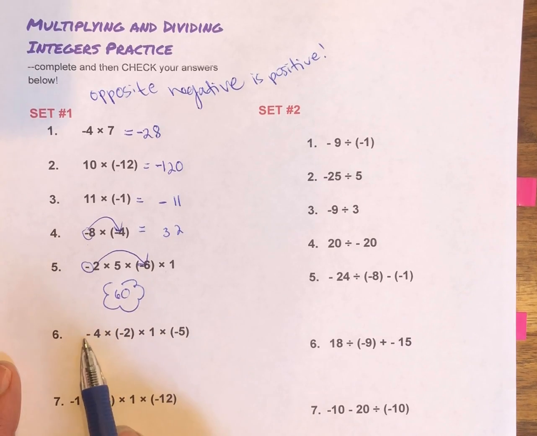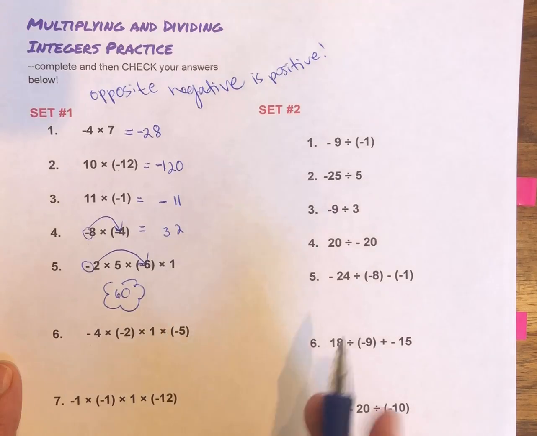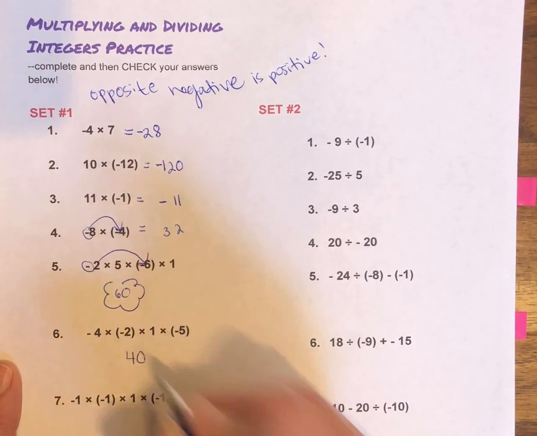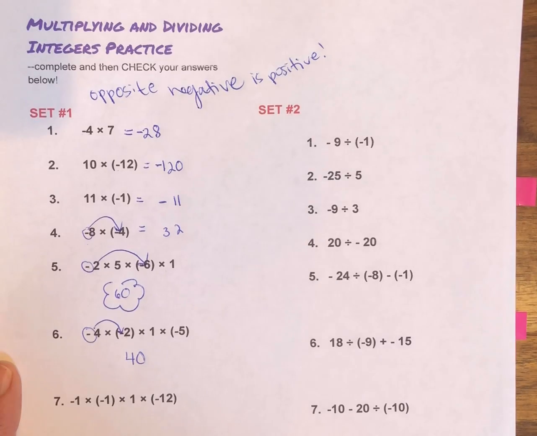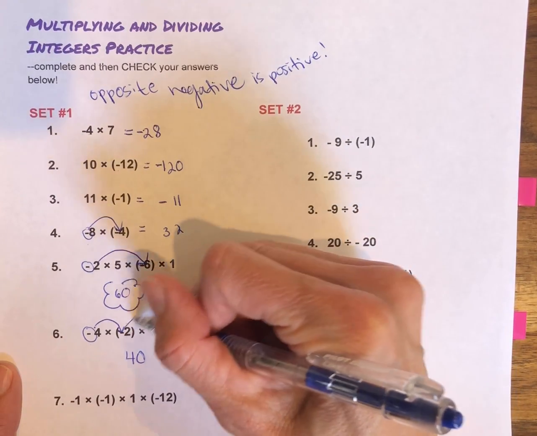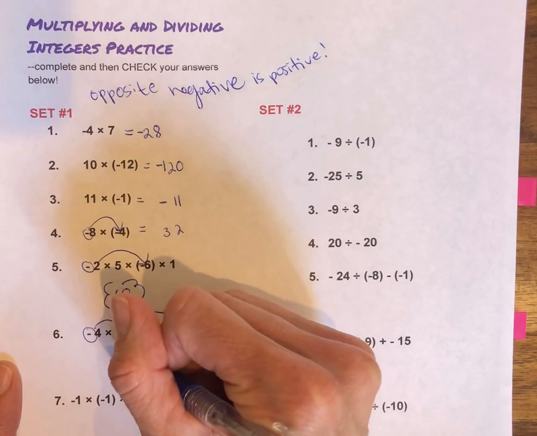Number 6, again, I'm just going to multiply straight across because these numbers are relatively easy. 4 times 2 is 8. 8 times 1 is still 8. 8 times 5 is 40. The opposite of a negative is a positive, and the opposite of that positive makes it a negative 40.